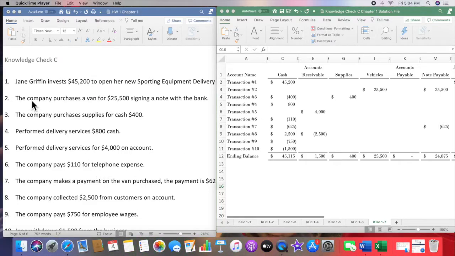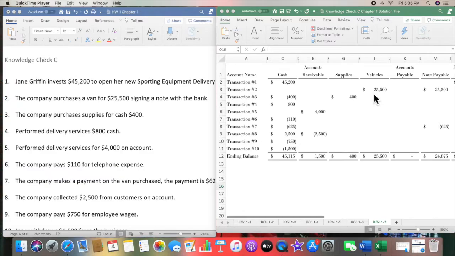The next purchase or transaction, the company purchases a van for $25,500, signing a note with the bank. All right. The van is worth $25,500. So that is an asset. So we put it under vehicles or equipment, and that's $25,500, and that's an increase because it's worth $25,500. So it's an asset. So we put $25,500 under vehicles or equipment.